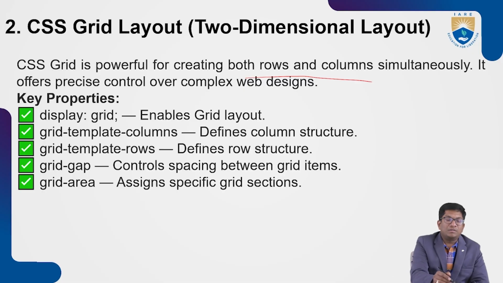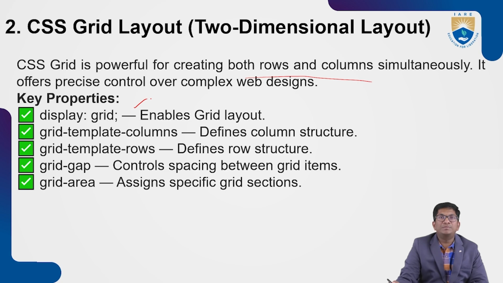So, key properties. We have to give one of the CSS properties: display: grid enables grid layout. Next one is grid-template-columns, which defines the column structure. Grid-template-rows defines the row structure. Grid-gap controls spacing between grid items. Grid-area assigns specific grid sections. So these are the key properties in CSS grid layout.